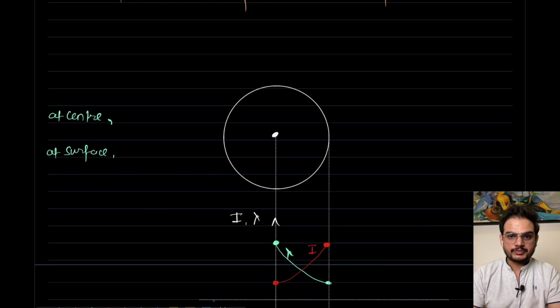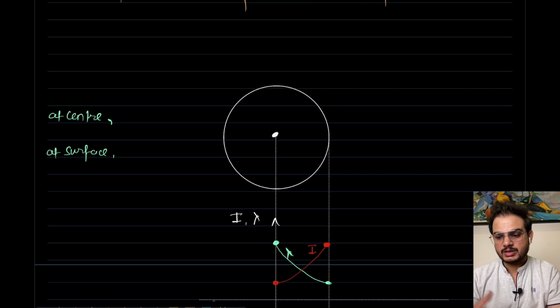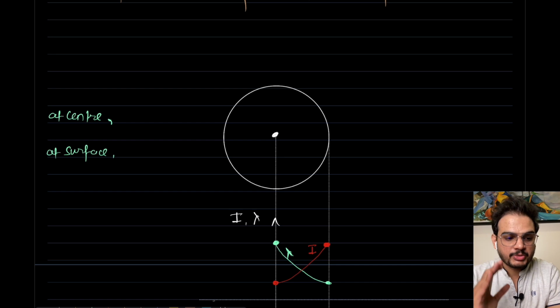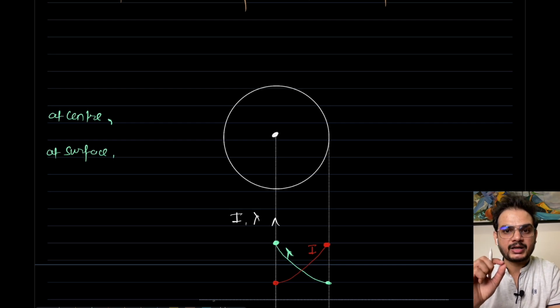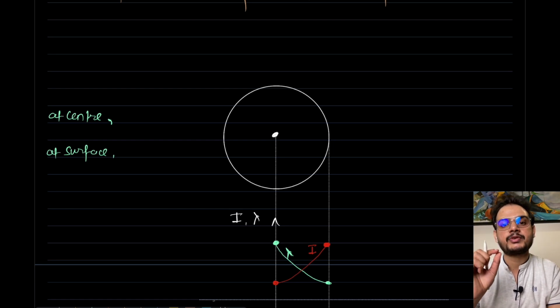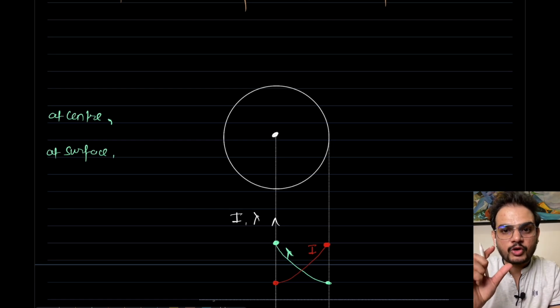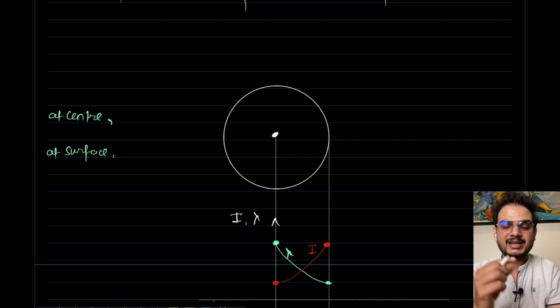So the conclusion we can draw from this discussion is that the main reason for skin effect is the non-uniform distribution of flux linkages. The flux linkage is the main culprit for the skin effect. That is nothing but the non-uniform distribution of current from center to surface, because of non-uniformity in flux linkages. That is nothing but inductive effect. That inductive effect is the main cause behind the skin effect.